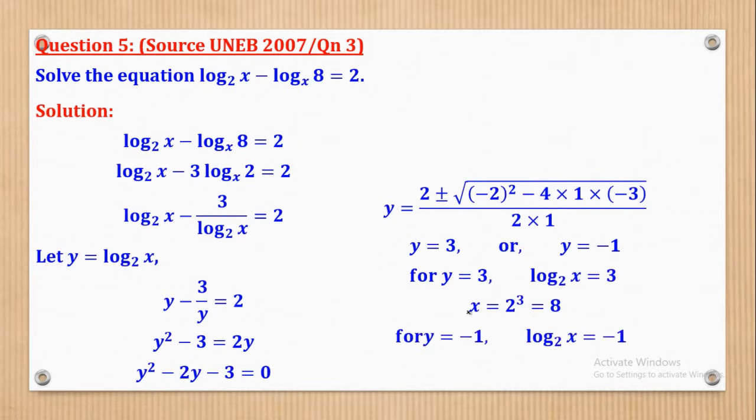What about for y equal to negative 1? So it means that this is equal to negative 1, therefore 2 to power negative 1 is equal to x, and 2 to power negative 1 is 0.5.